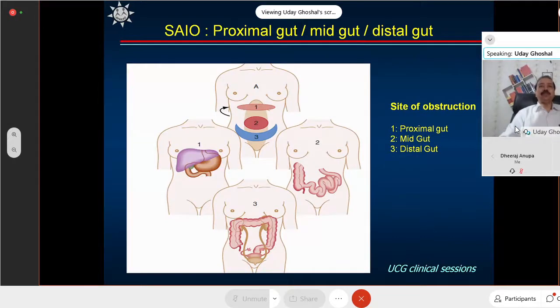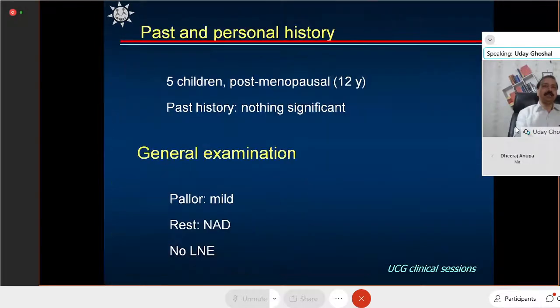Now, this is the pain side. Proximal gut, epigastrium; mid-gut, umbilical; distal gut, hypogastrium. Don't forget this. And people will ask, why is it so? Remember the dermatome, remember what is foregut, what is mid-gut, what is hindgut, embryological. So let us come back to our patient.